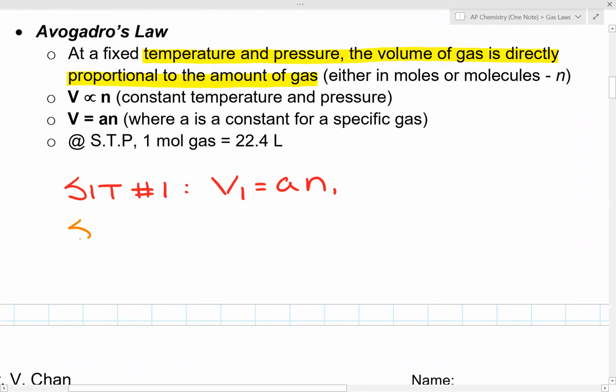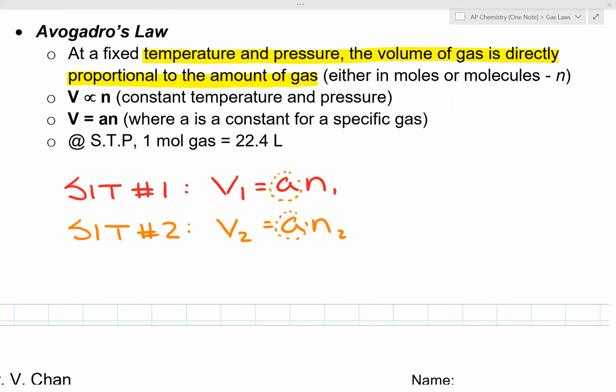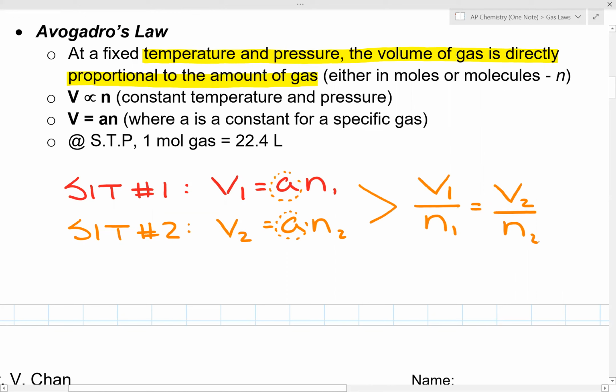And situation number two, I would have V2 is equal to A times N2. Again, if A is the same, again, this is a constant for a specific gas, then we would have V1 over N1 is equal to V2 over N2.